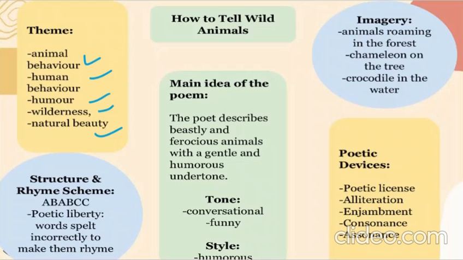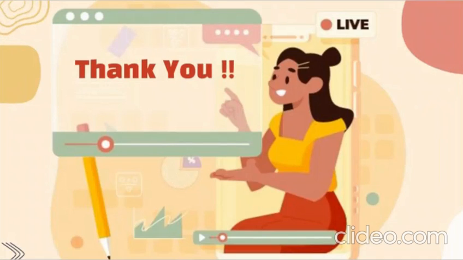Then imagery: animals are moving here and there, you can imagine that the crocodile is there, right? And all the poetic devices: poetic license, which I told you, alliteration, which I showed you, enjambment, where you can write it in the form of a story also, and then consonance and assonance. So these are some poetic devices. Apart from that, there's metaphor also, which I showed you. So with that, students, we have completed today's session.